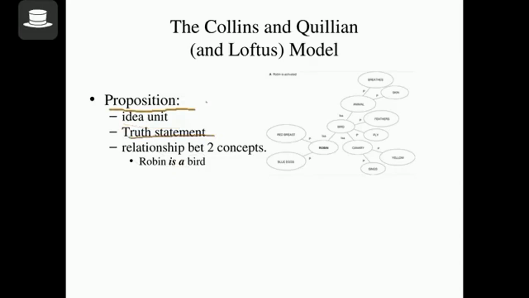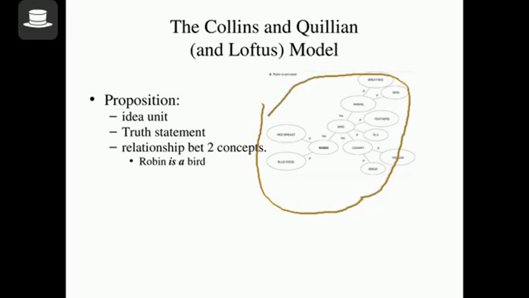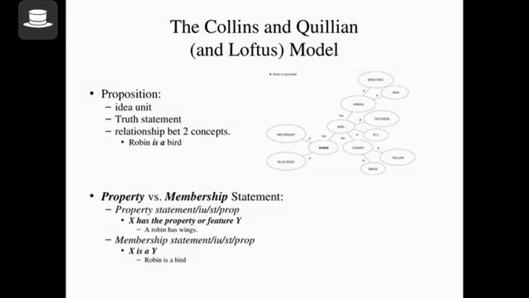You can think of semantic network or semantic memory. We are talking about conceptual memory here, so it applies to the other one also. But semantic memory can be defined as, well, structurally, semantic memory is a network of concepts. Remember, any two concepts with a pathway is a proposition. So you can also think of semantic memory as a network of propositions. So what is a proposition then? Well, as we said, a proposition is an idea unit. It's a truth statement. It is a relation between two concepts.